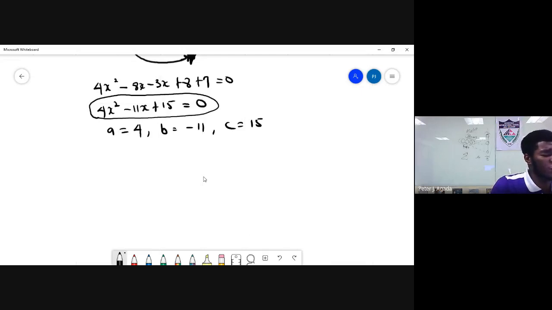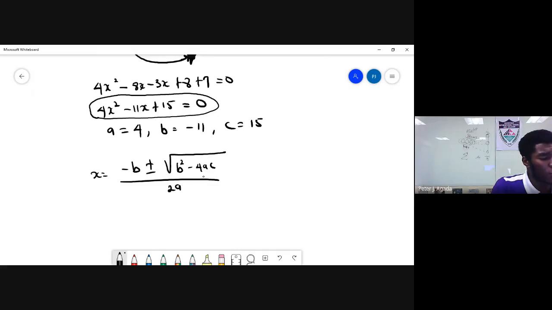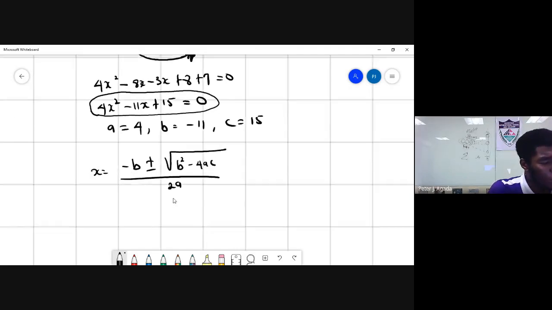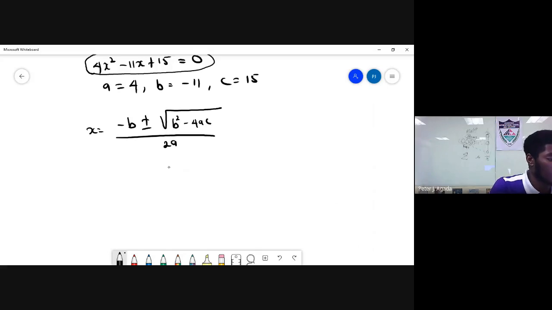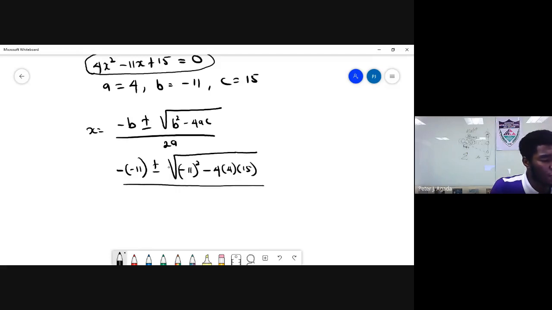Going further, I can use once again x is equal to negative b plus or minus the square root of b squared minus 4ac, all over 2a. So let's substitute all the variables inside of the formula and see what it is. So we have negative negative 11 plus or minus the square root of negative 11 squared minus 4 times a, which is 4, and c, which is 15, all divided by 2 times 4, that is 2a.